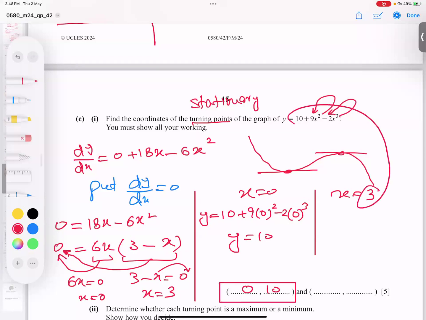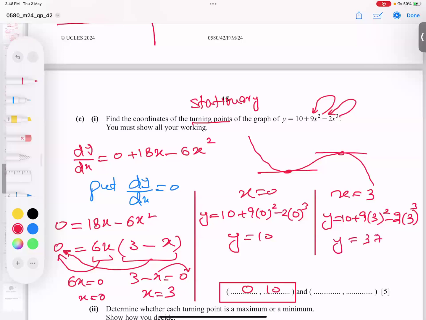Same pattern, plug in 3 there. I show you once. 10 plus 9 times 3 squared minus 2 times 3 cubed. I hope, students, you are understanding. And now I'm just typing in the calculator, and hold on, 37 is coming. It means x is 3, y is 37 is my answer. Okay, so 5 marks for these stationary coordinates. How to get stationary coordinates? I hope you understood very well. Okay, let's go for next.